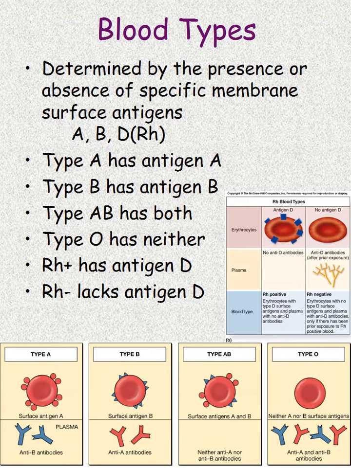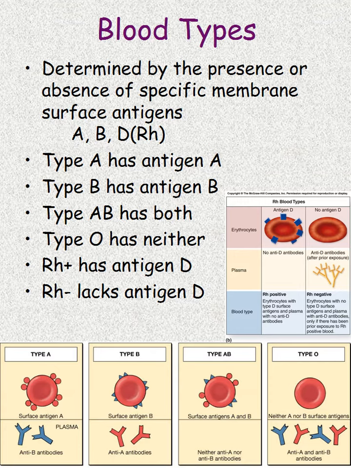For instance, your blood plasma does not have an antibody that recognizes the surface antigens on your own erythrocytes. Type A blood has anti-B antibodies in its blood plasma. Type B blood has anti-A antibodies in its plasma. Type AB blood has neither anti-A nor anti-B antibodies in its blood plasma. And type O blood has both anti-A and anti-B antibodies in its blood plasma.